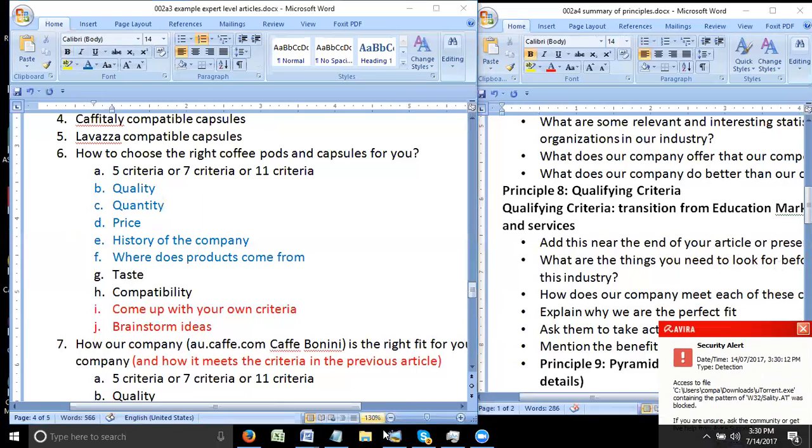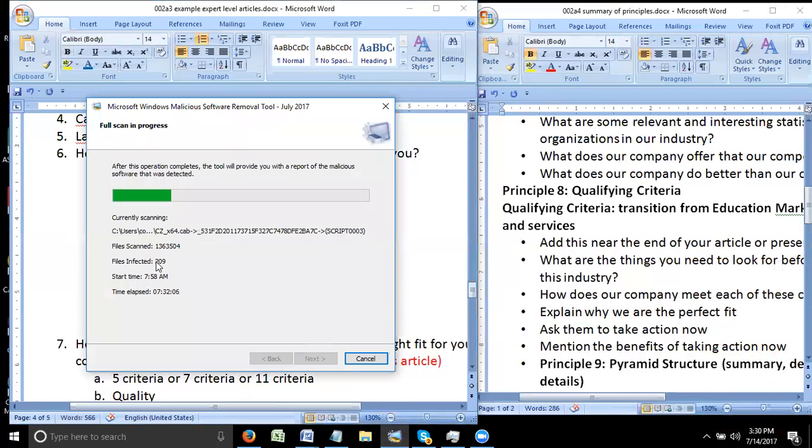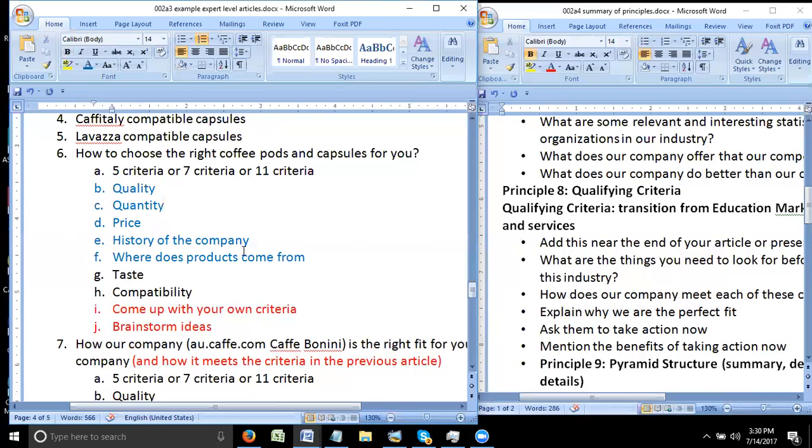I'm sorry about that, I have a virus problem right now. There's about 200 viruses detected, and it came from an infected USB. I'm trying to turn it off, but I wonder why it's not. Okay, I just turned it off.